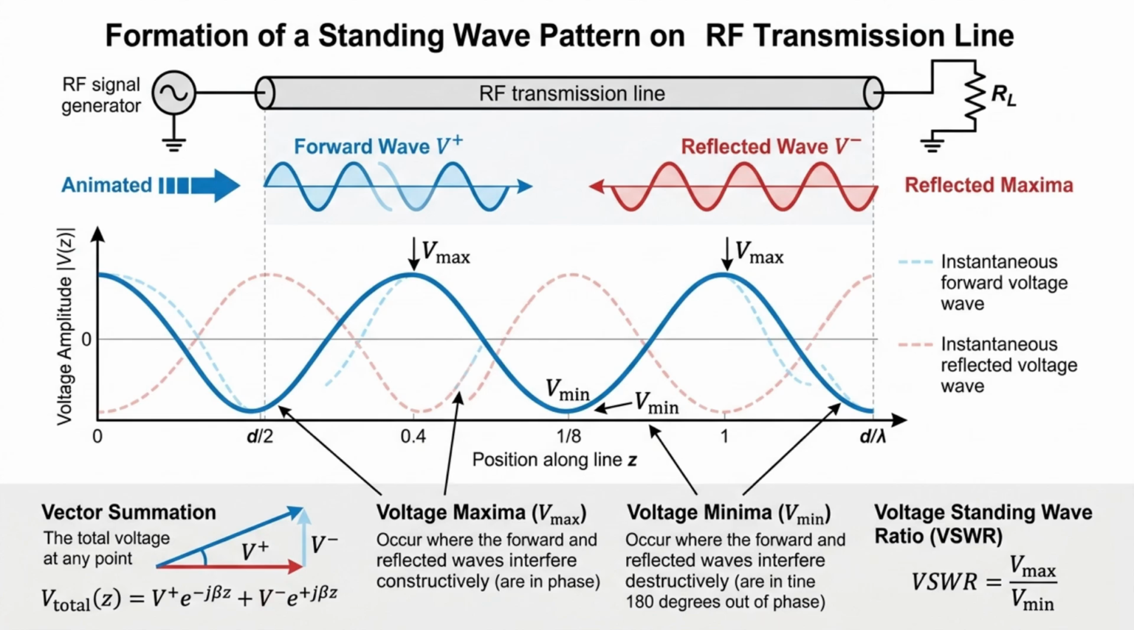What happens when a wave travels forward and another wave travels backward at the same time? Surprisingly, the result may not look like a moving wave at all. Instead, a stationary pattern called a standing wave can form, a phenomenon that plays a critical role in transmission lines, antennas, and RF system performance.